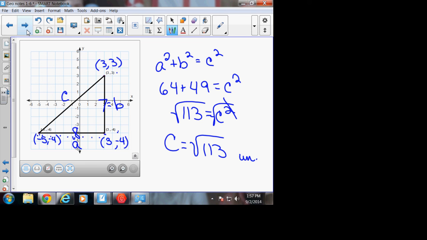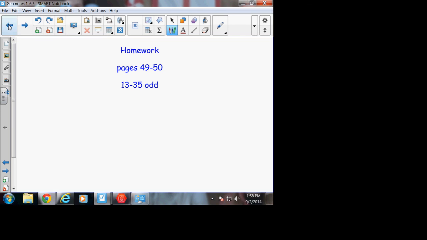Questions? If it's easy, let it be easy. Notice that these things are running vertical line here, horizontal line here. Let's count the squares. In your homework, you're going to have to graph one where you're going to be able to count the squares for some lines, and then other lines you're going to have to use the distance formula. So be sure you graph your homework. Okay, so page 49 and 50, 13 to 35 odd.